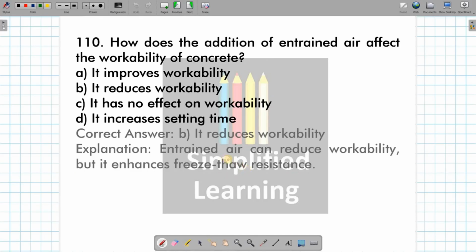See, air entrainment is going to reduce the workability, but it has another importance: it enhances the freeze thaw resistance, specifically useful in colder countries, right? Thereby the answer is it reduces workability.